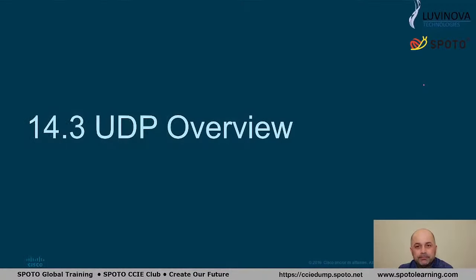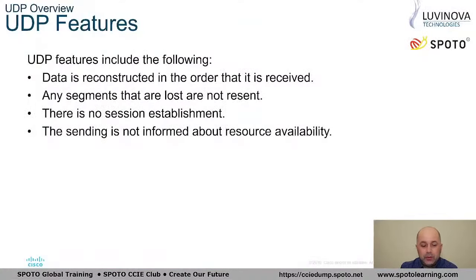UDP. TCP, we finish. Now it's time for the UDP overview. UDP features include the following. Data is reconstructed in the order that it's received, which means if it's received in the wrong order, that's how it's reconstructed. Any segments that are lost are not resent, because again, UDP doesn't have acknowledgement and it's not a reliable protocol.